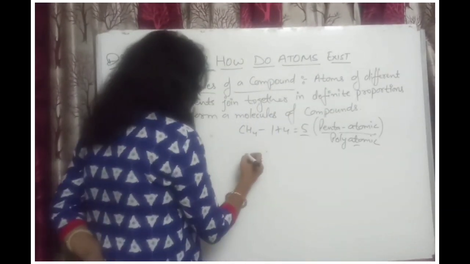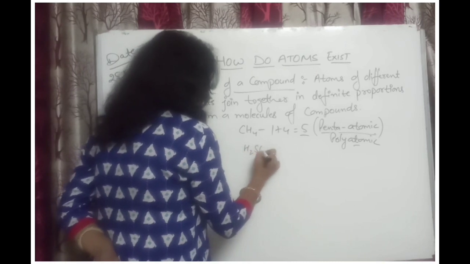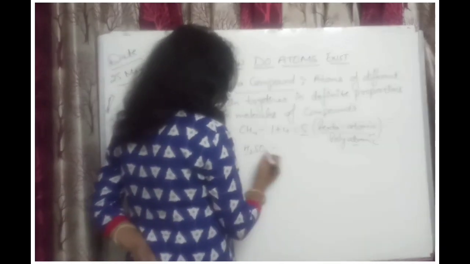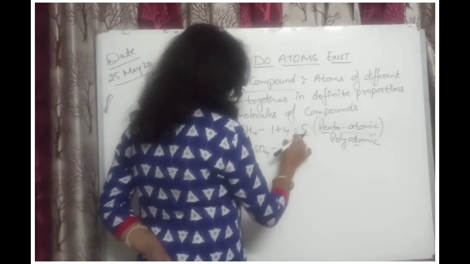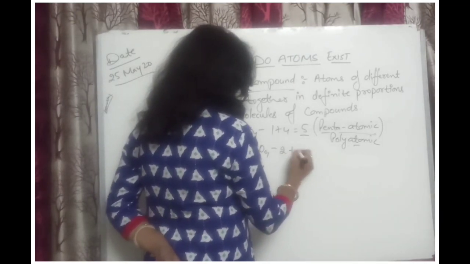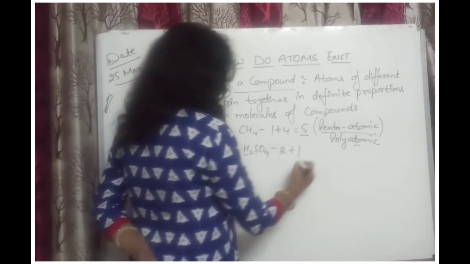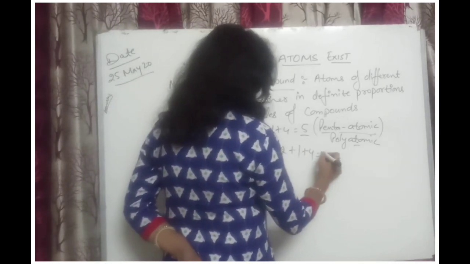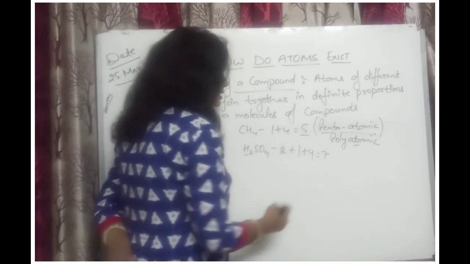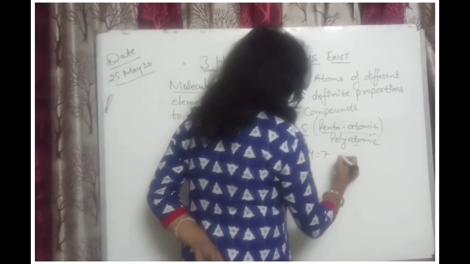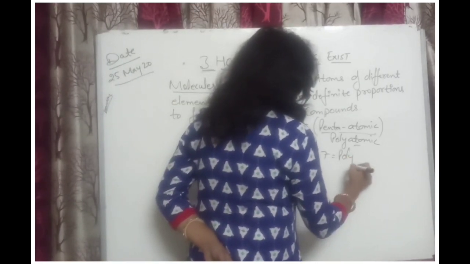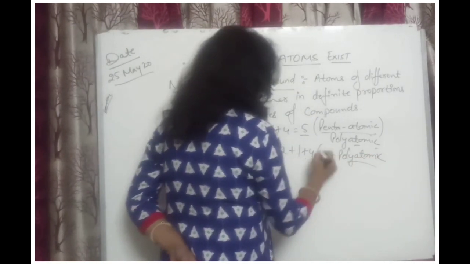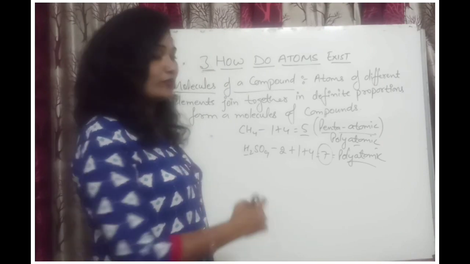Okay. Now if you take another example, H2SO4, this is one molecule of sulfuric acid that consists of 2 atoms of hydrogen, 1 atom of sulfur and 4 atoms of oxygen. So here 7 atoms are there. So it is septatomic, or it is known as polyatomic, and atomicity is 7. 7 is the atomicity of this compound.